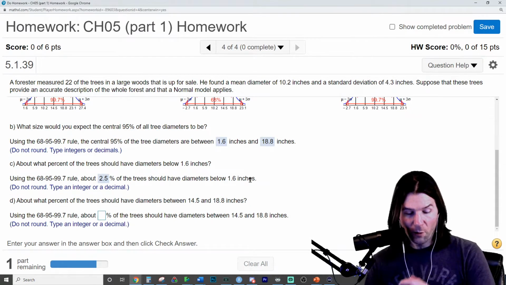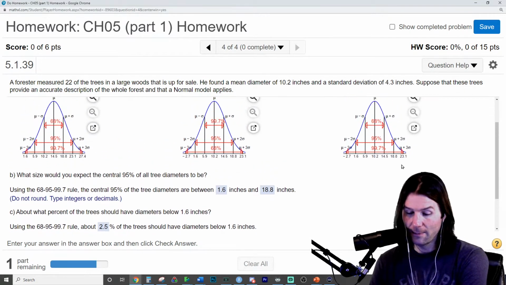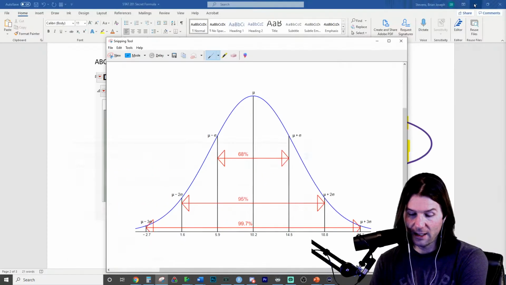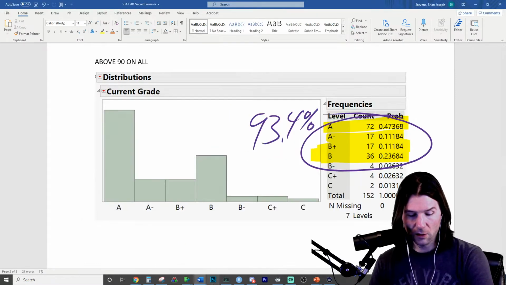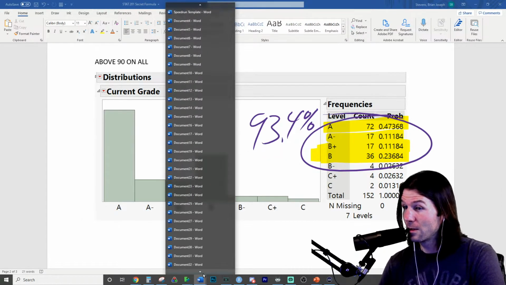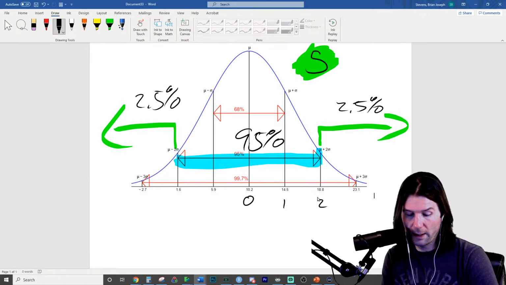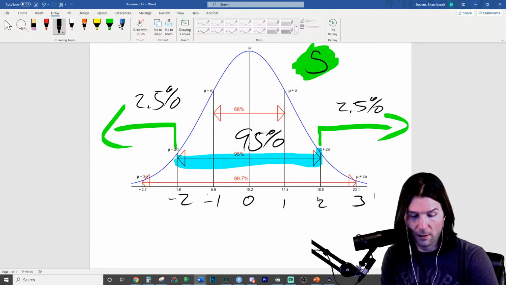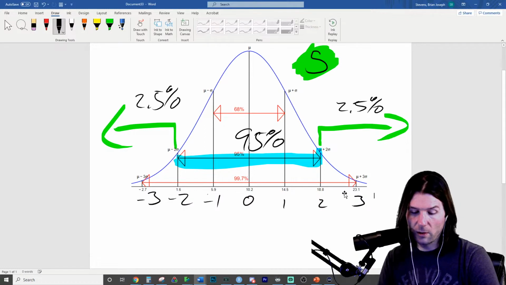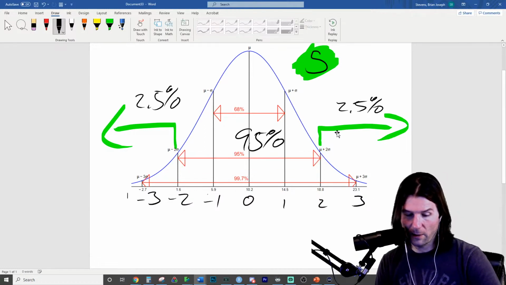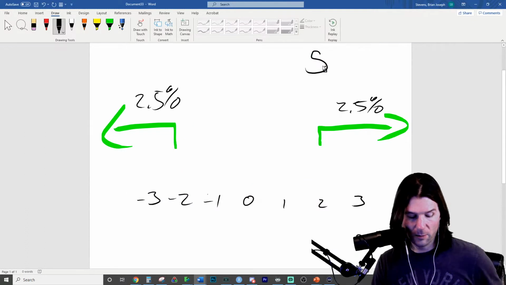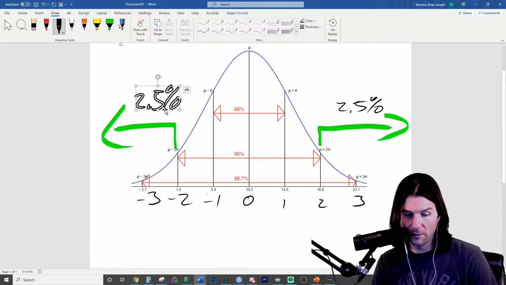So now we want to go between 14.5 and 18.8. Now 14.5 and 18.8, if you turn those into z-scores, are going to be a z-score of 1 and 2. You can see it right there, 1 and 2. And so now we can actually use this to our advantage. We've got the 2.5 that we got earlier, and this is very similar to a previous problem we solved.